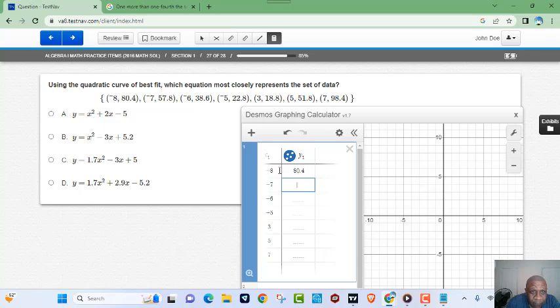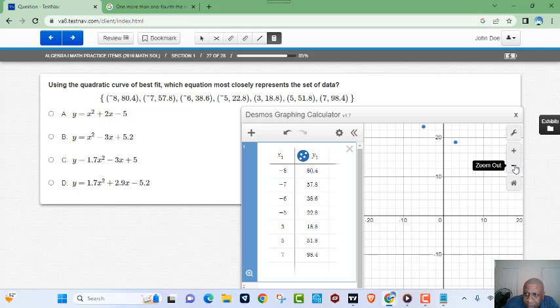And then I have for my y's 80.4, 57.8, 38.6, 22.8, 18.8, 51.8, 98.4.